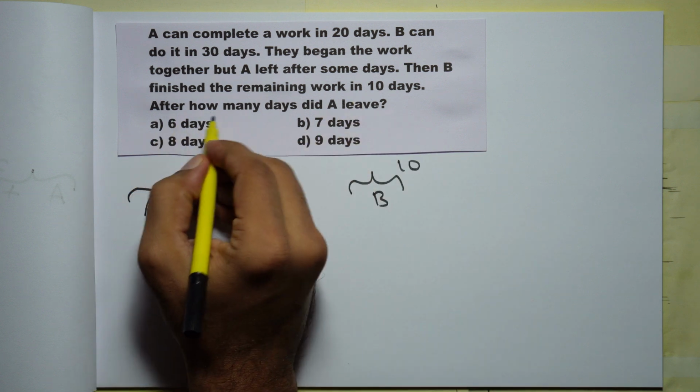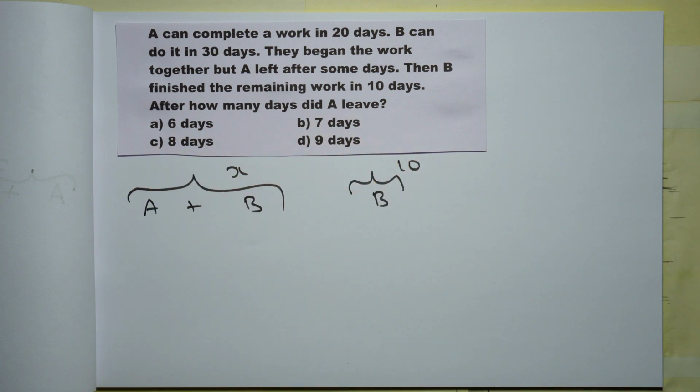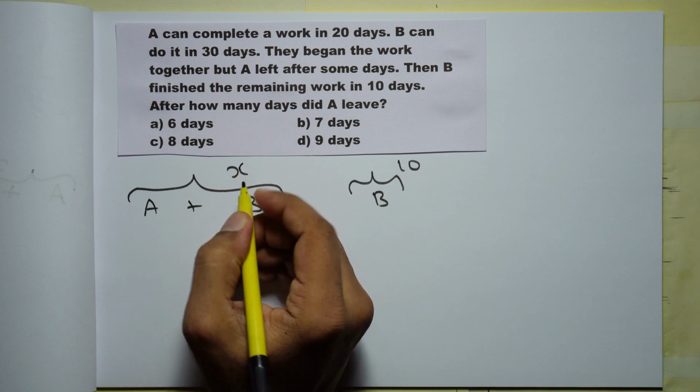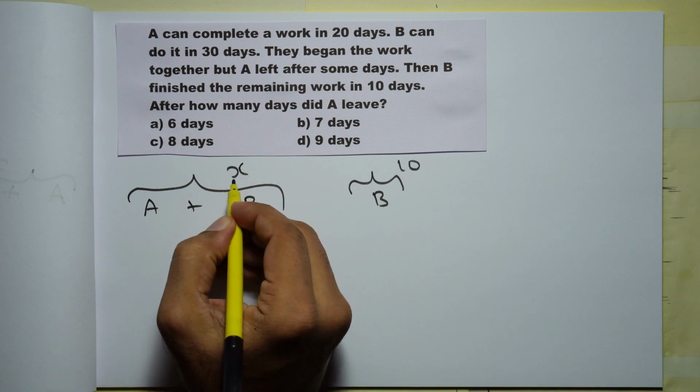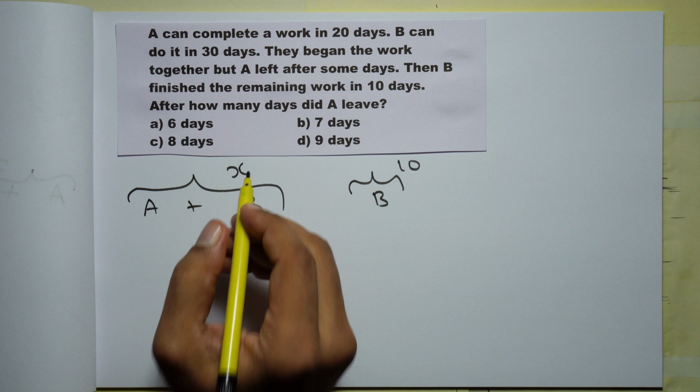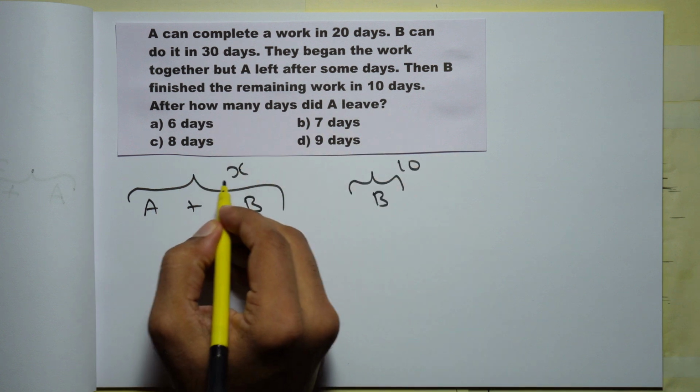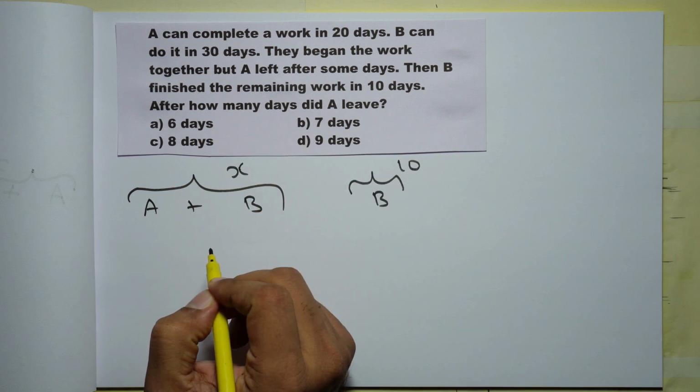Now the question is, after how many days did A leave? So you have to find out the value of X. Initially they worked jointly for X days and then A left. So after how many days did A leave? We have to calculate the value of X.